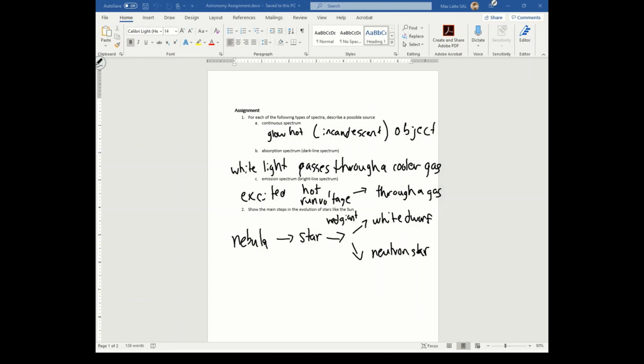If it was a bigger star, it'd be the same. So it starts off as a nebula, and then it's a star, and then it would get bigger, it'd turn into a red giant, and then it has a supernova where it explodes, and then it turns into a black hole. That's if it's a bigger star. That's what it would turn into.